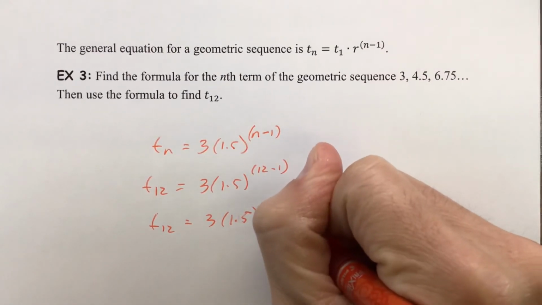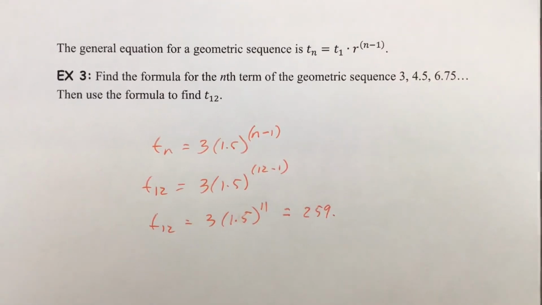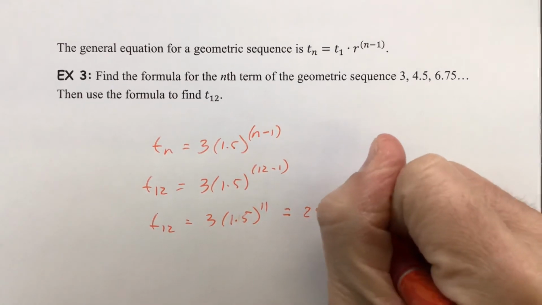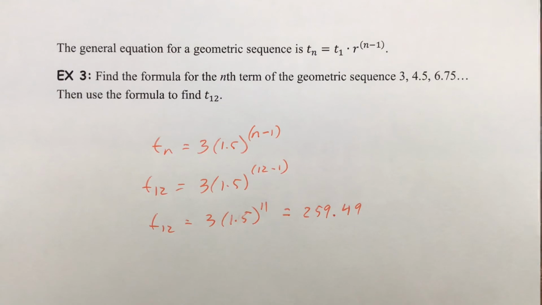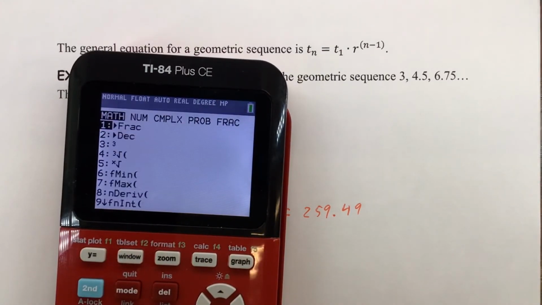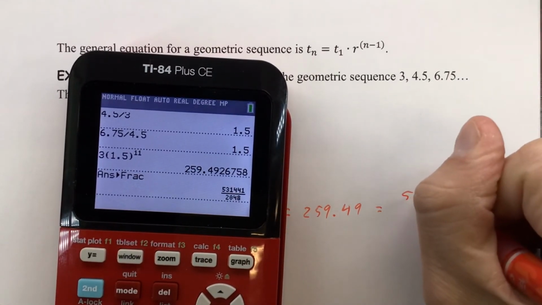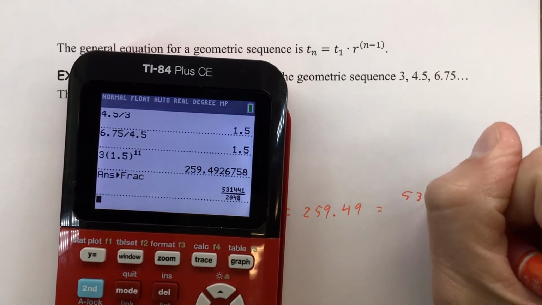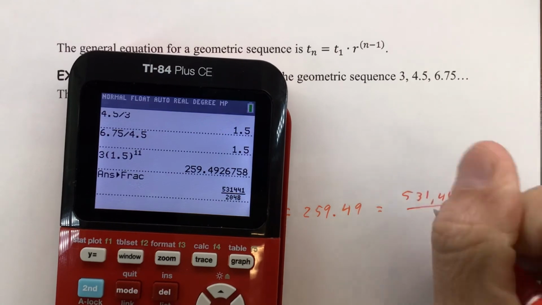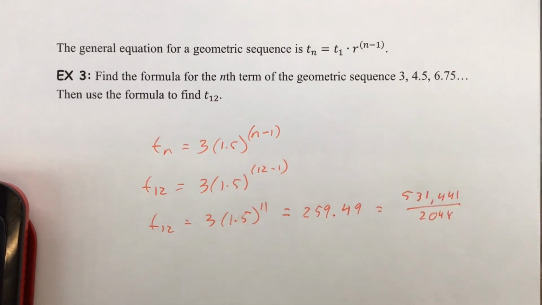This is going to be approximately 259, and let's just use a couple decimals, let's say 259.49. This answer could also be represented as a fraction because all we're really doing is multiplying by 3/2 repetitively here. So you could write it this way. We could convert that into a fraction, which will give you not a nice looking fraction either. Let's see, 531,441 divided by 2048. Same thing as that. Of course, at the very beginning, it did start in decimal format, which means this might be good enough. We can probably just keep that answer.